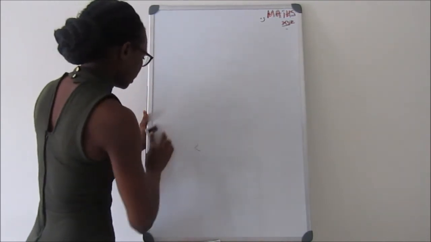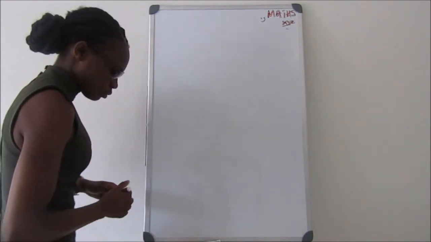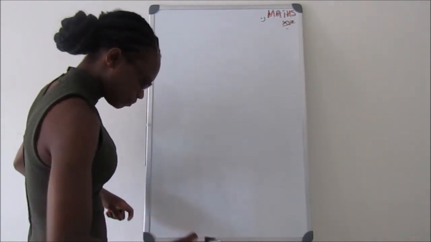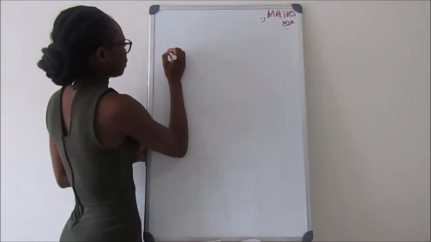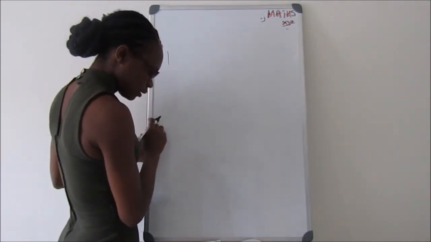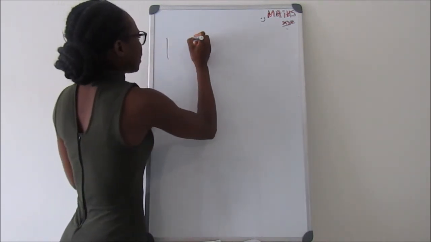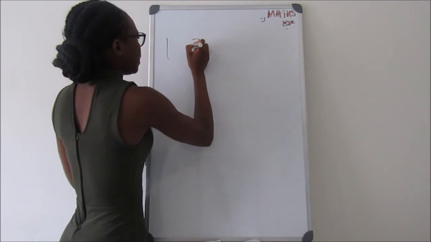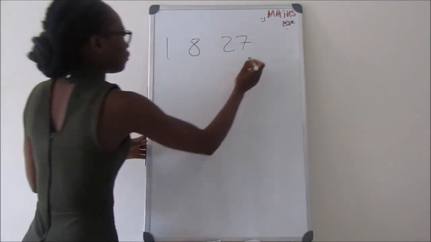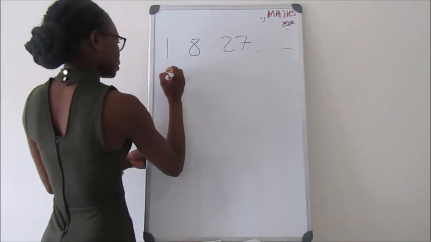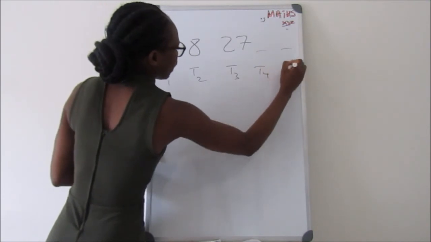Tomorrow we'll do linear sequence and series. All right, let's see. If we are given number 1, and we are given 8, we are given 27, what will be the fourth and the fifth term? So this is T1, this is T2, this is T3. So we need T4 and T5.